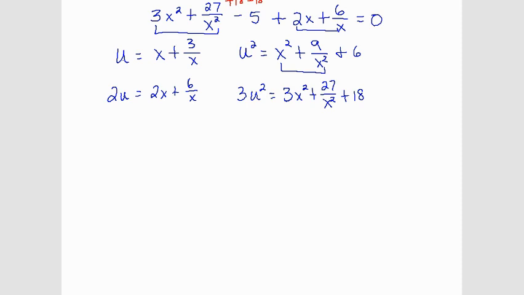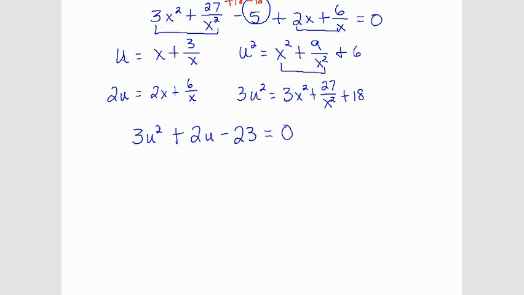So I get 3u squared. This right here will combine. That'll give me a minus 23 and then a plus 2u. Let me put the plus 2u first. So 3u squared plus 2u minus 23 equals 0. Now, anytime you use this approach, the goal is to get it down to what we have now, which is a quadratic.